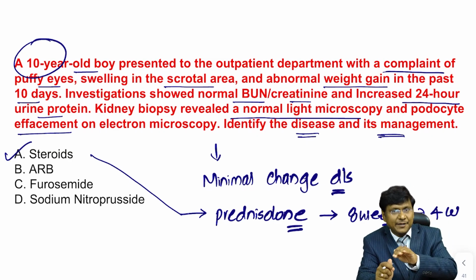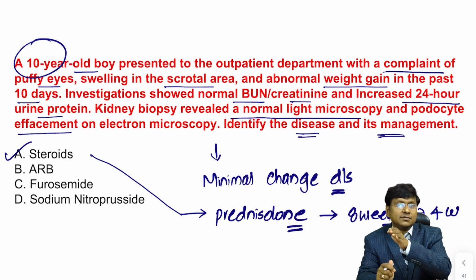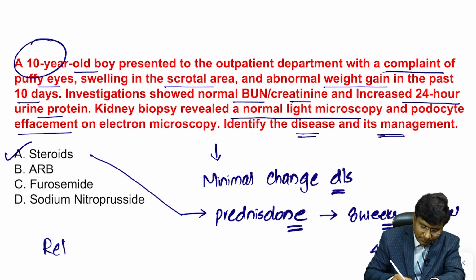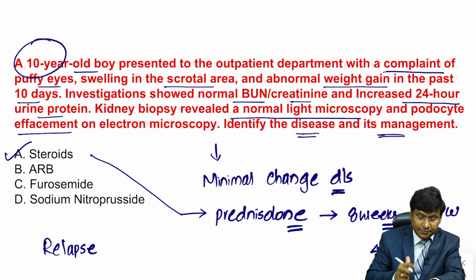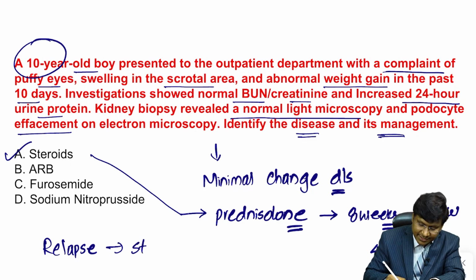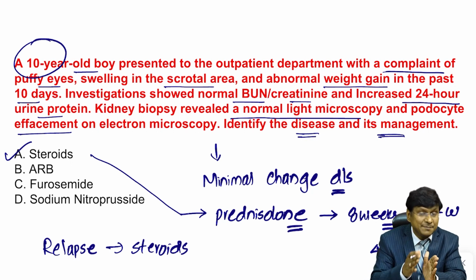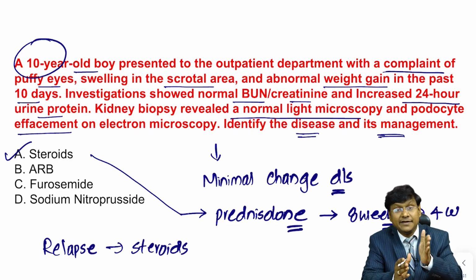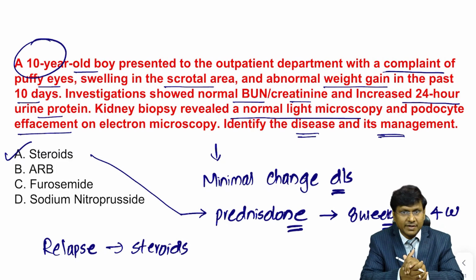Whenever we are tapering, if there is again development of minimal change disease, that we call a relapse. Whenever there is a relapse, again we start steroids and continue them. But when given long term, steroids are associated with toxicity, where the individual develops Cushing's syndrome, right?